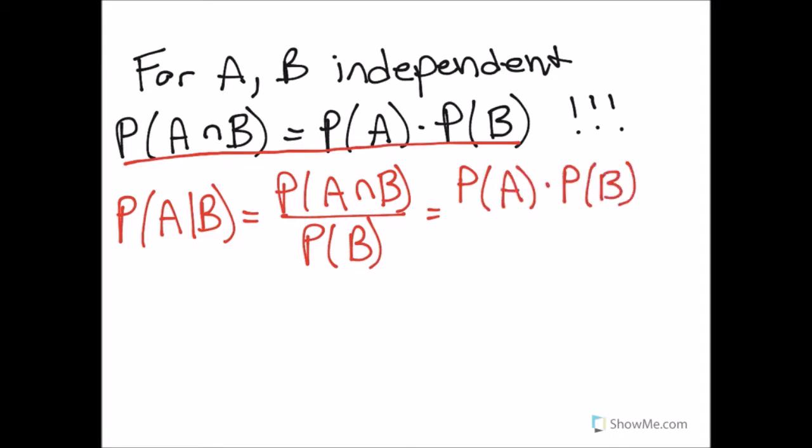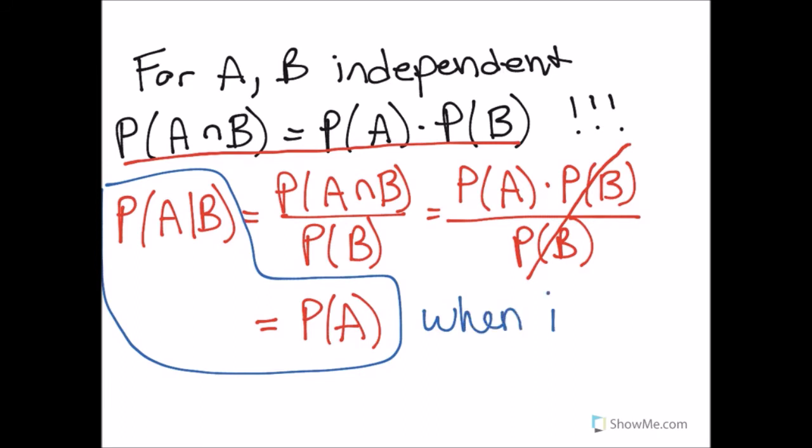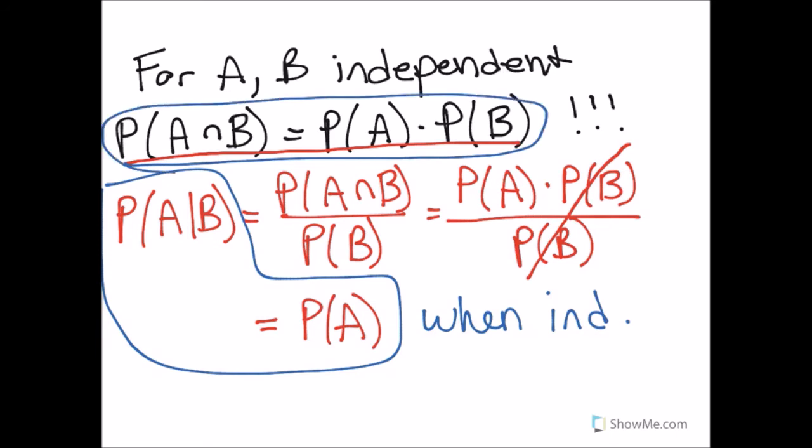So if I do that on top, replace the numerator, what happens? We have two numbers here, and in mathematics and algebra, when you're dividing one number by the other, you can cancel them out. So we find that the probability of A given B equals the probability of A when they're independent. Again, only when they are independent. So here is another way you can check independence. We can check it either by checking that the intersection is equal to the product, or that the probability with the given information is equal to the probability without the given information.